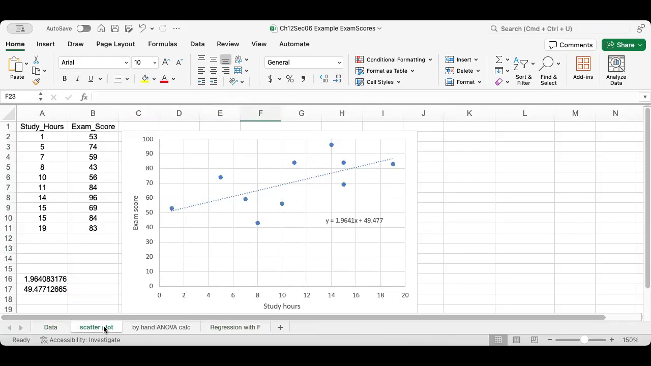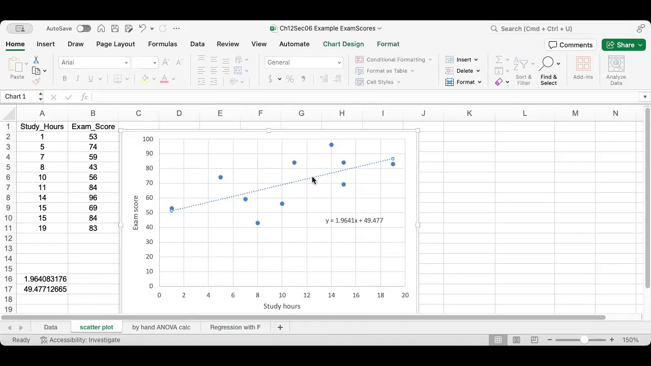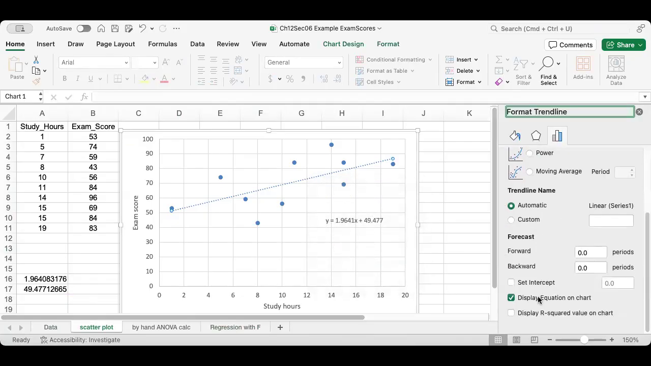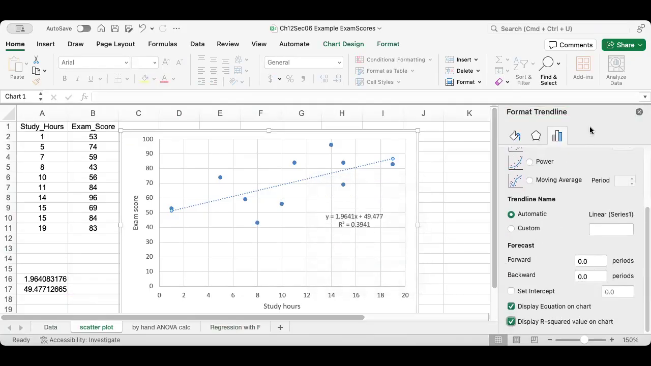Grades should go up about 2% for every additional hour studied. If we didn't study at all, we should earn about a 49.5. Those are our coefficients here. We can get an R value for this. If I go to my trend line, I can format it and ask it for the R squared.